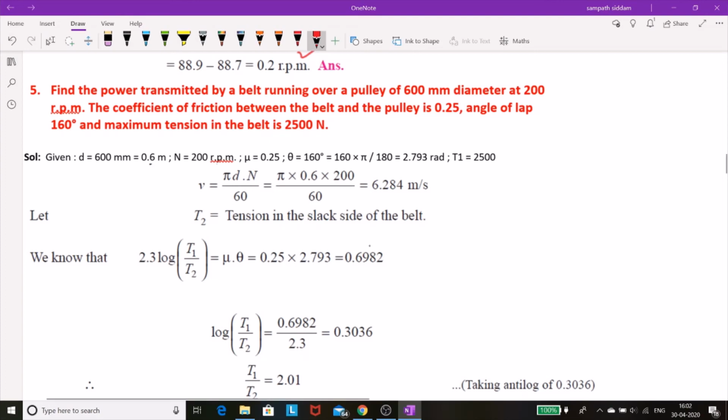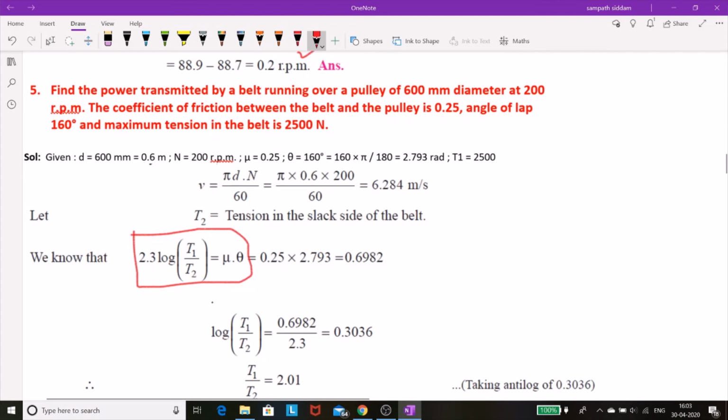To calculate that power, we also need velocity. Velocity is not given, but diameter and speed are given. Substitute over here, then you'll get the velocity. Next is to calculate the tension in the slack side. There is a relation: T1 by T2 is equal to e power mu theta. Either you can calculate from that relation, or you can calculate directly from this, that is 2.3 log (T1 by T2) is equal to mu into theta.